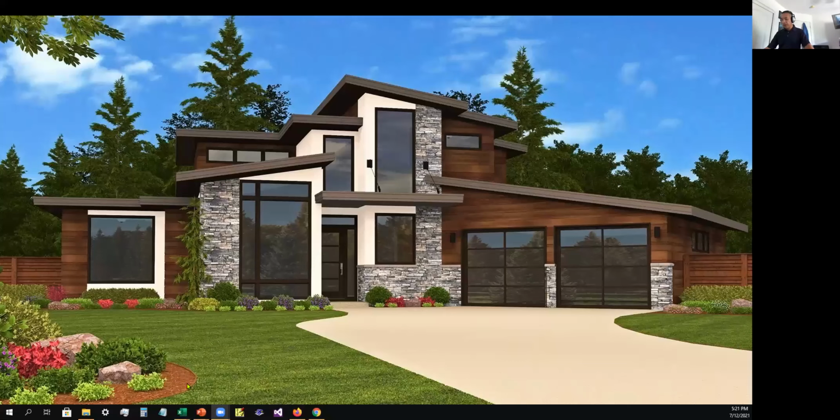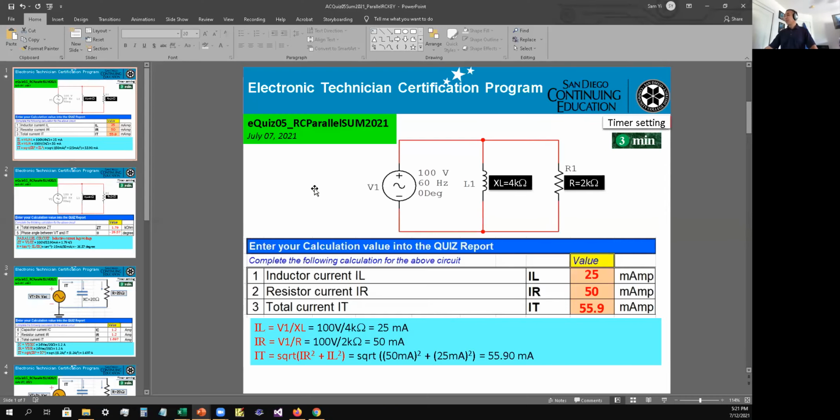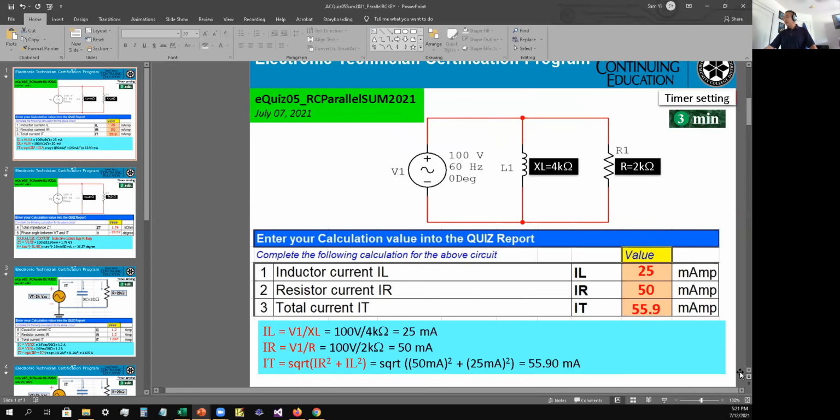Okay, so we're going to go over quiz number 5. So this is quiz number 5. Pretty much this one is just the same. This is just basic, an inductor and resistor in a parallel circuit.